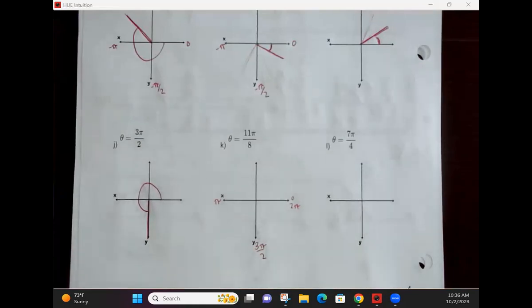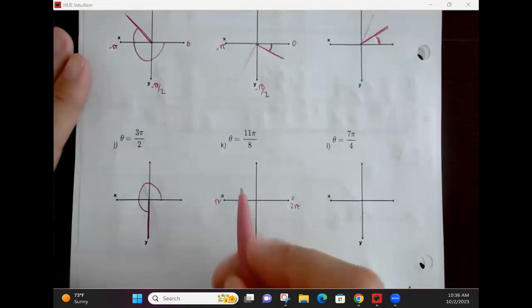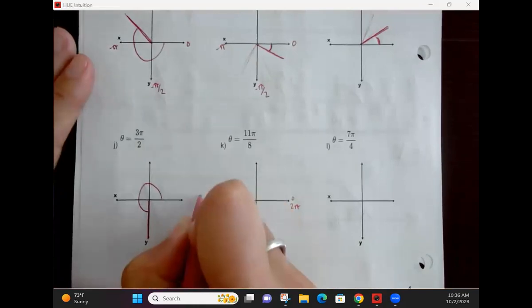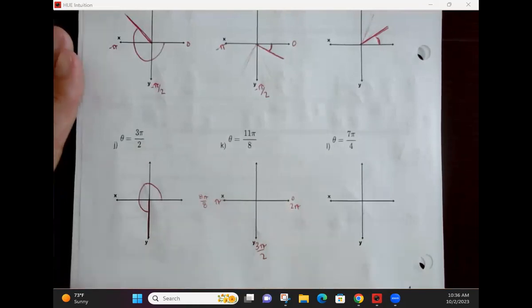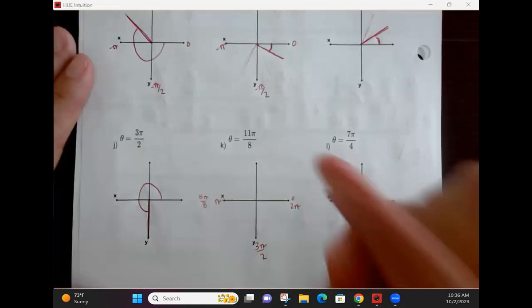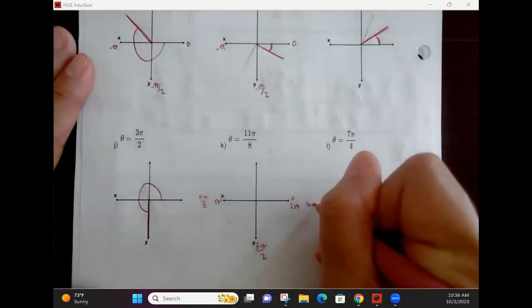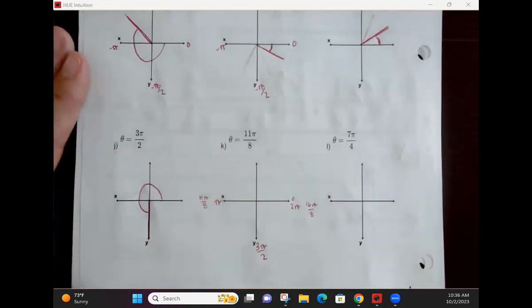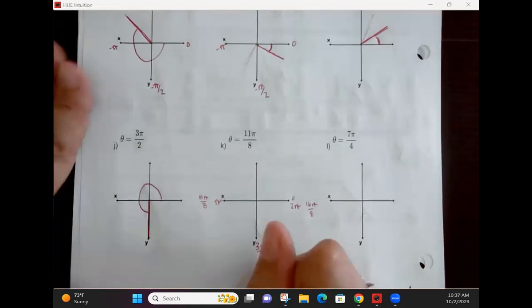Sometimes I like to go back to thirds and fourths. So if I have something like eighths, it's easier for me to think of it in terms of, is it more or less than 3/4 or 1/4, right? More or less than a half. So right here would be 8 pi over 8. To get to 3 pi over 2, this guy would be 16 pi over 8. So this would be halfway between those. That would be, what, 12 pi over 8?